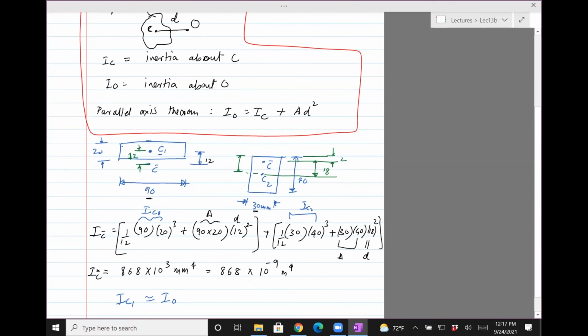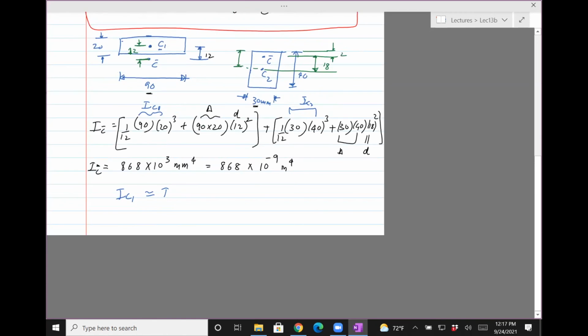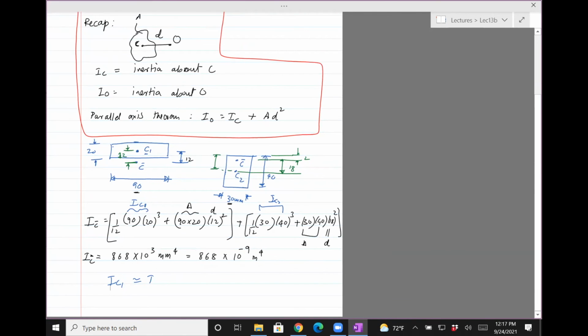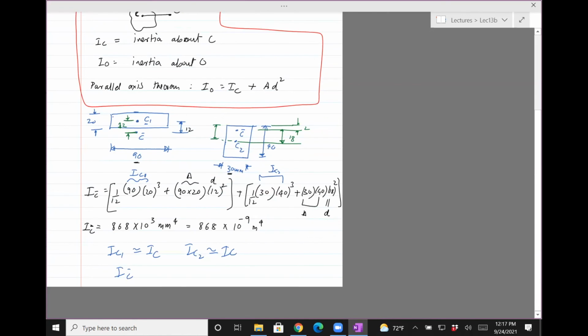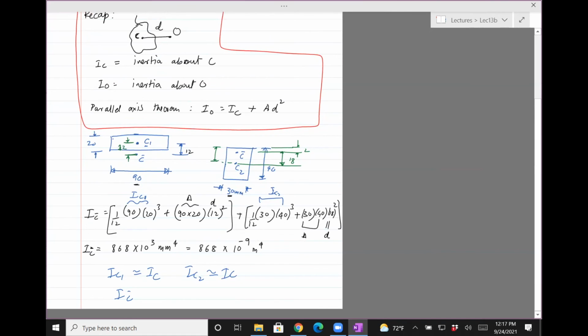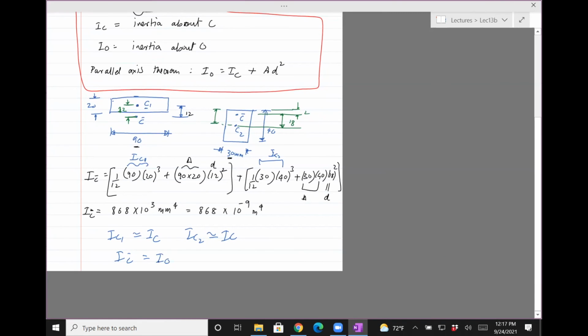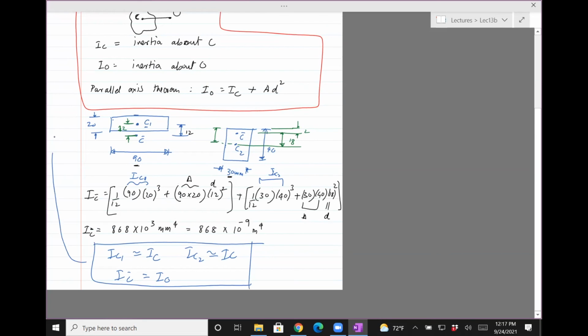There's some confusion about my own notation. So I C1 is like I C, and I C2 is like I C, and then I C bar, which is this point, is like I O. That's right, so it is I O. Sorry about the confusion, but yeah, the comment was absolutely spot on. It's the same as I O.